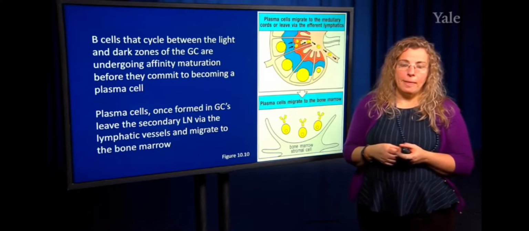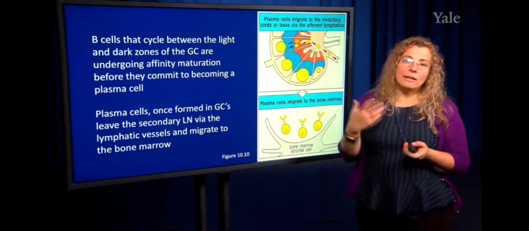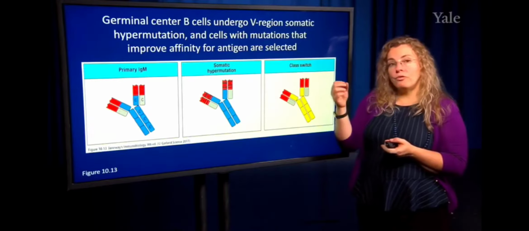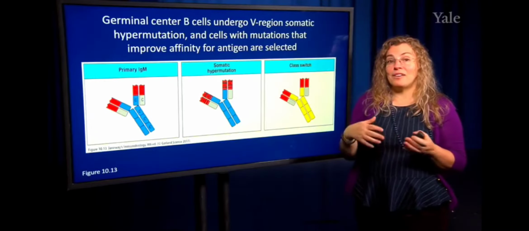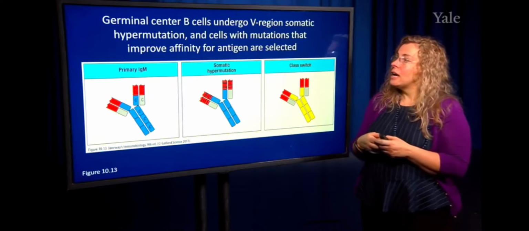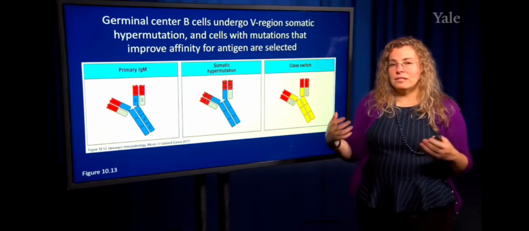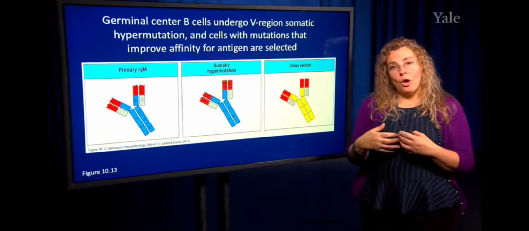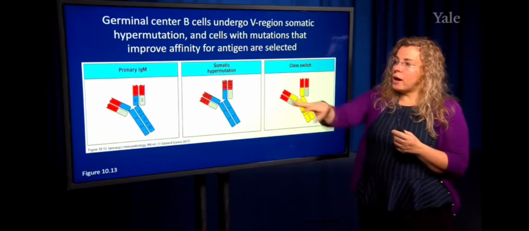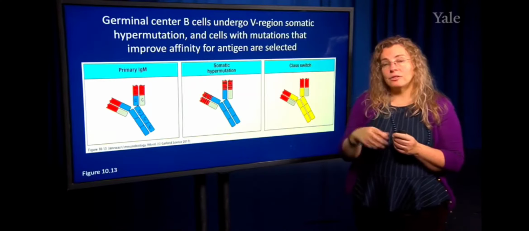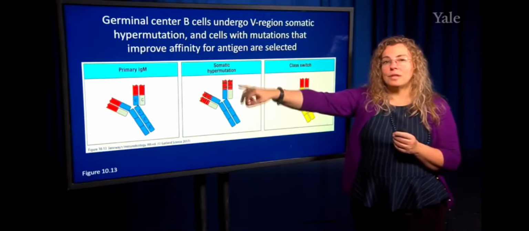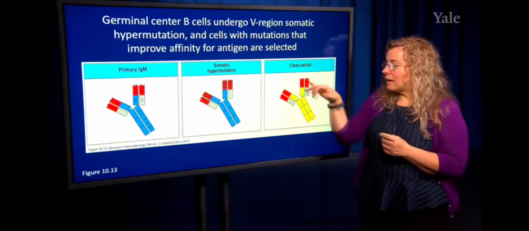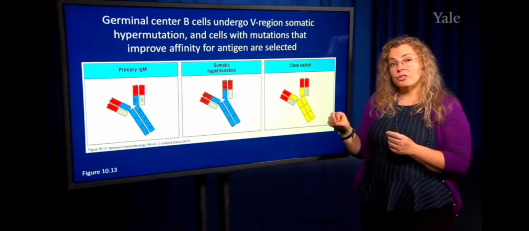Okay, so let's get to what affinity maturation actually is. Germinal center B cells undergo V region, so the variable region created by VDJ recombination that you learned about, somatic hypermutation. So this is not about any gene rearrangements, it's about specific point mutations within that already rearranged gene. So you have a primary antibody over on the left that has no mutations, and then you start to see some mutations in the variable region. The other thing that happens through this process is a class switch to a different constant region, such as going from IgM to IgG.